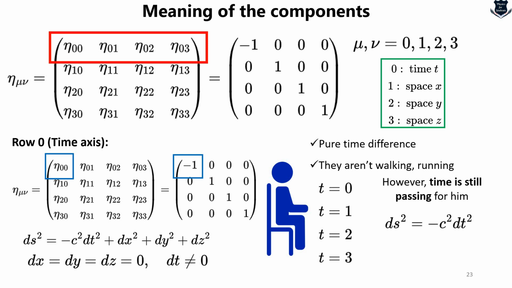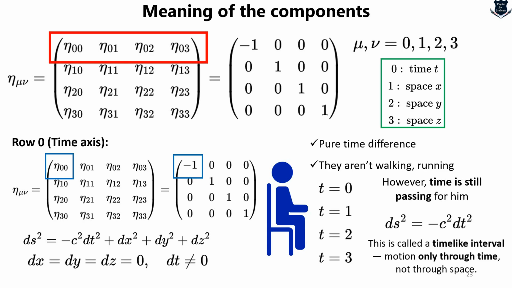And hence, if we take the time part and eliminate x, y, z, say for example in the left hand side equation, if you eliminate dx and dy and dz because they are all 0, it will lead to ds square equals minus c square dt square. I will explain later, but it is minus 1. And that is why this is called a time-like interval, where the motion only is through time because you're sitting and you're not moving through space. And that is where the sign minus 1 comes from. I hope this makes the first component quite clear.